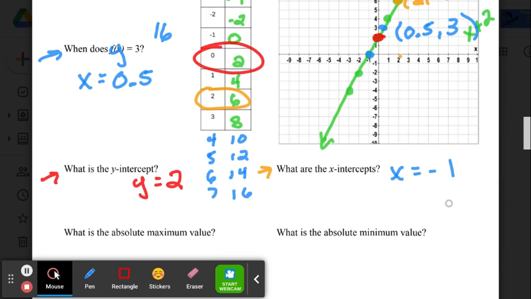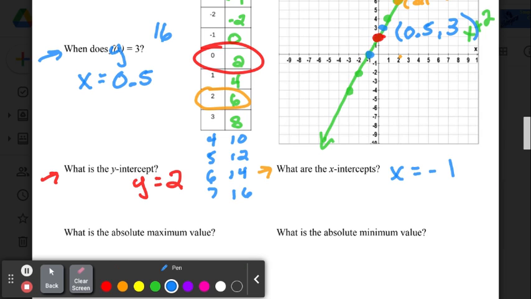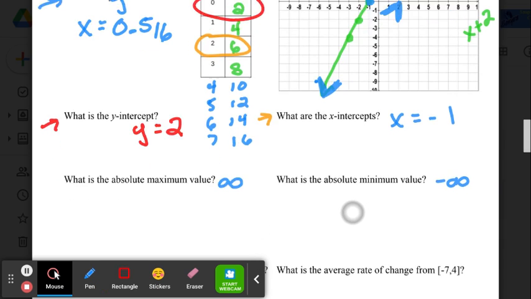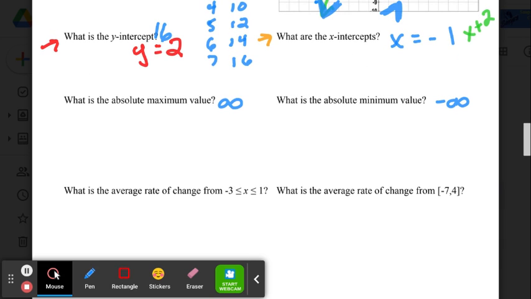Let's move down. On an absolute minimum and absolute maximum, in this case, we have arrows. So the very highest is up top, and that's an arrow. So we would say infinity. It goes on forever. And here, the minimum, it goes down forever, so we can say -infinity. I'm going to have to scroll up and down.